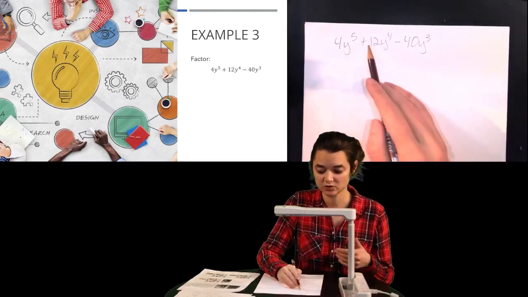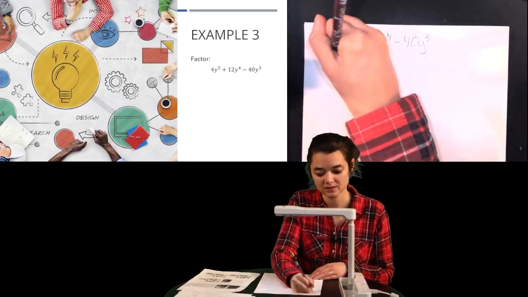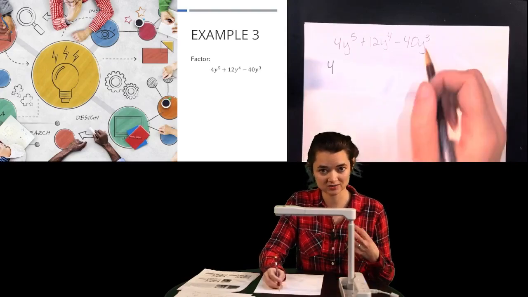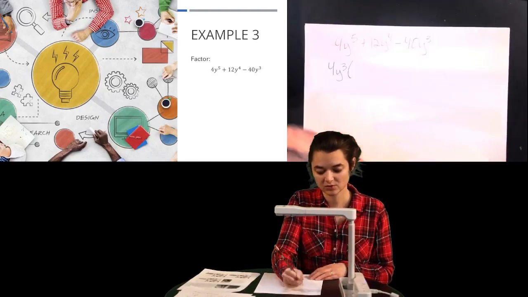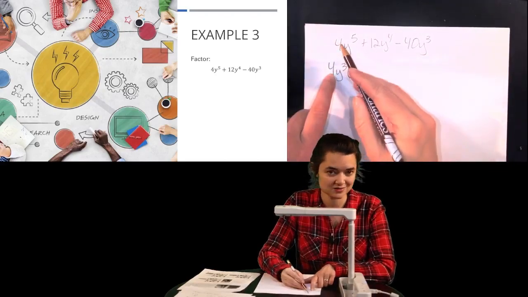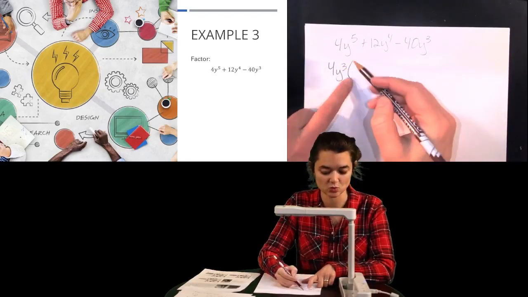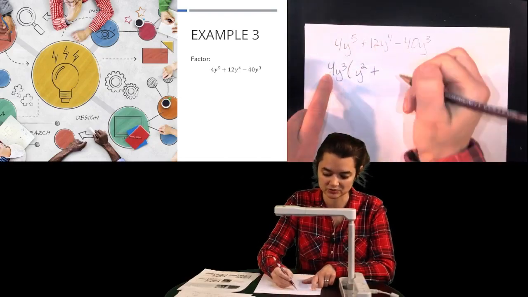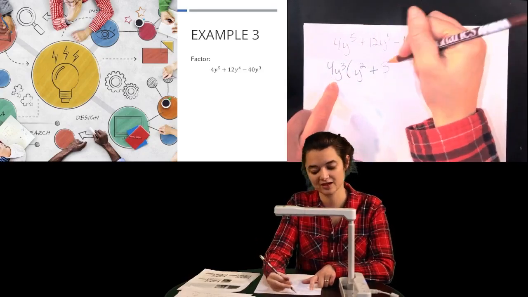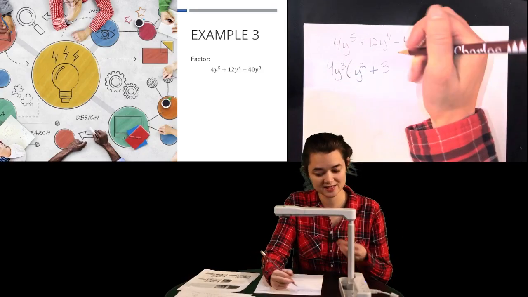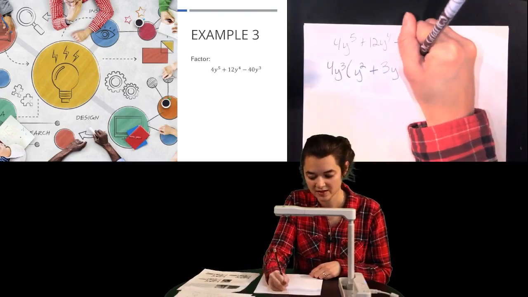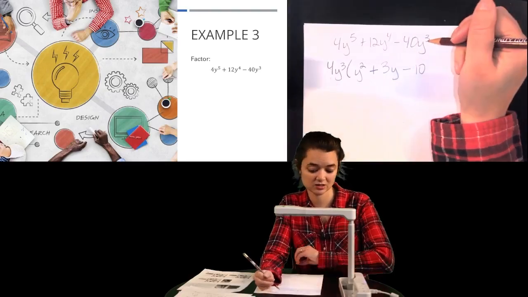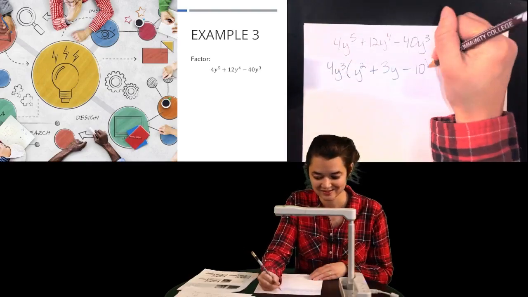But with this one, 4, 12, and 40, they're all divisible by 4. With y to the 5th, y to the 4th, and y to the 3rd, we can also factor out y to the 3rd. Once we factor those out, 4 times 1 gives me 4, and y to the 3rd times y squared gives me y to the 5th. 4 times 3 gives me 12. And if we had y to the 4th and we factored out 3 y's, now we have 1 y left. Minus 4 times 10 gives me 40. And if we had y to the 3rd and we unmultiplied y to the 3rd, we don't have any y's left.